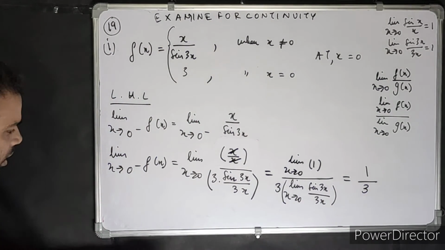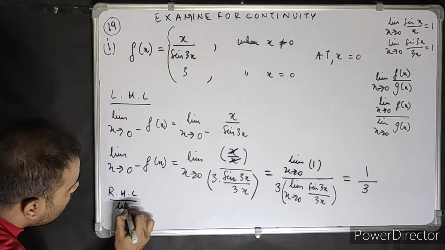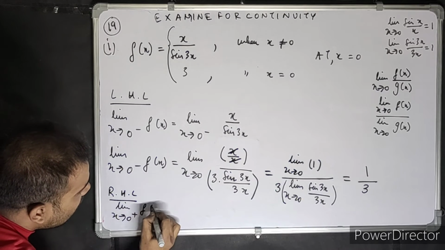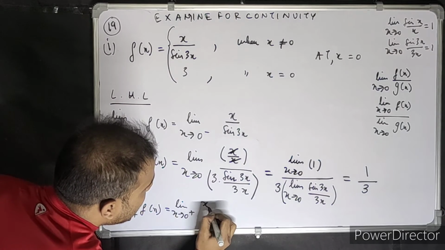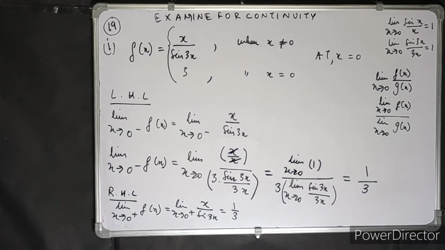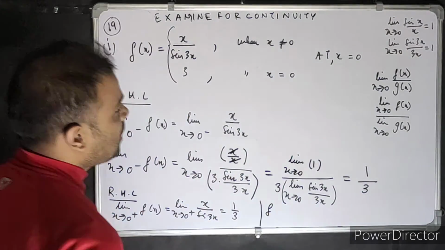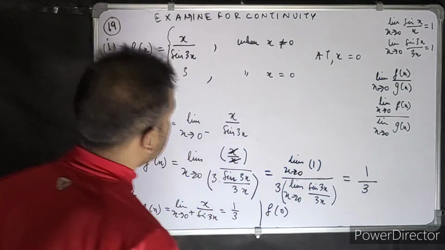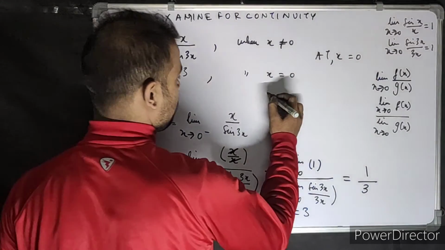Okay, let's go on to the right hand limit, RHL. Same thing, limit of x tends to 0 positive, f of x is equal to limit of x tends to 0 positive, x by sine 3x is equal to 1 by 3. See, 1 by 3 over there, then 1 by 3 here also. You don't have to repeat the same thing over again. Then f of 0 is 3. So you can see the function is discontinuous.